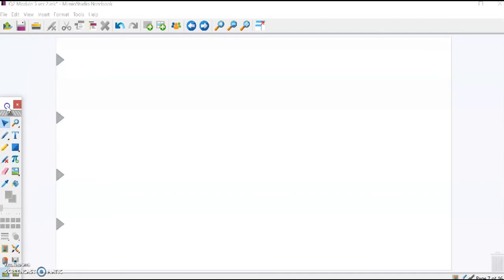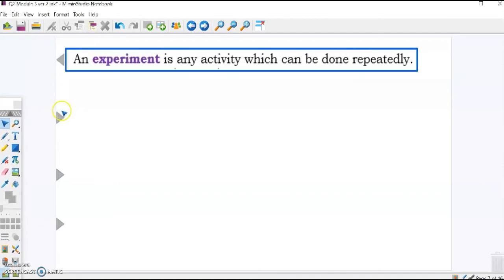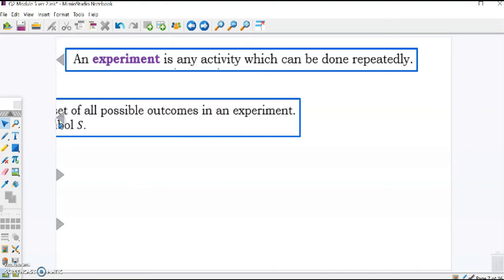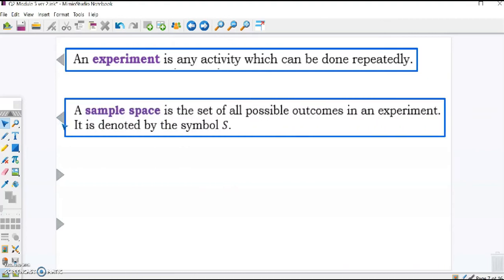Wow, so what did we learn from the video? First, we learned that an experiment is an activity which can be done repeatedly, as what you've seen in the examples shown earlier. We also learned that a sample space is the set of all possible outcomes in an experiment, and it is denoted by the symbol S. So meaning, tossing a coin and throwing a die are experiments. The sample space in tossing a coin, you can either have a head or a tail. Of course, the outcome will be unpredictable, but we are sure that the possible outcomes would just be a head or a tail.